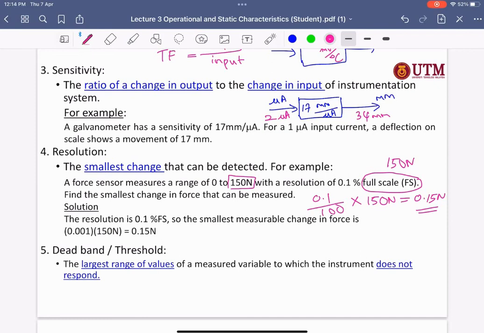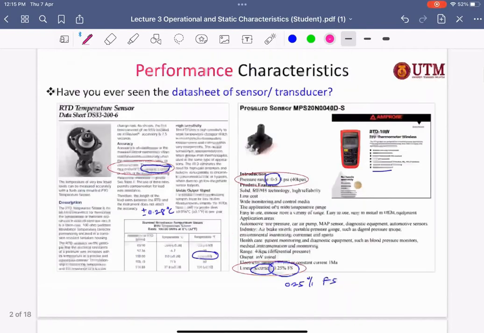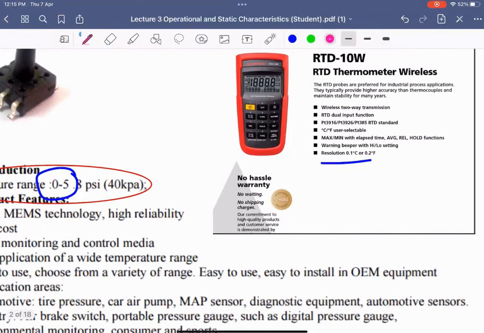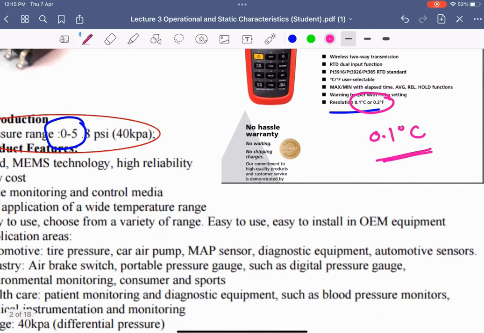Another example is 0.1 or 0.2 Fahrenheit, which means the resolution it can detect is 0.1 degree. Very accurate. Let me ask you a question. If I have a temperature sensor to detect my body temperature with a resolution of 0.5 degree, can you use it for checking body temperature?